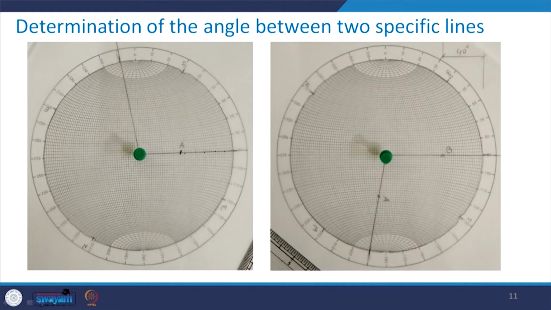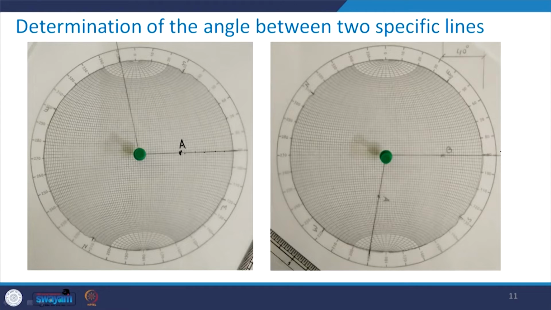So, I will mark here this as A. Similarly, for this point B, again I have two lines, one was for 140 degree and another one was 240 degree. So, this is what we did with 140 degree. Now coming to the next one, that is 240 degree. Again the same thing that we are going to do.